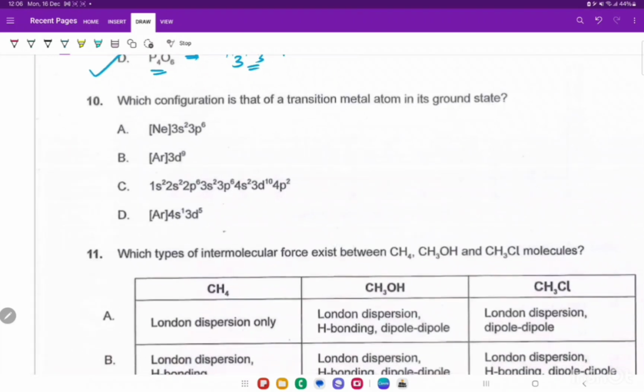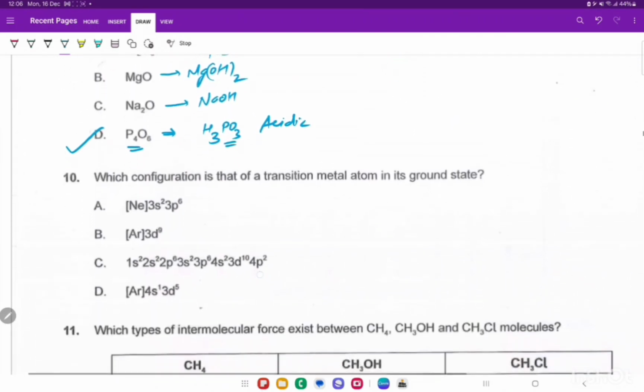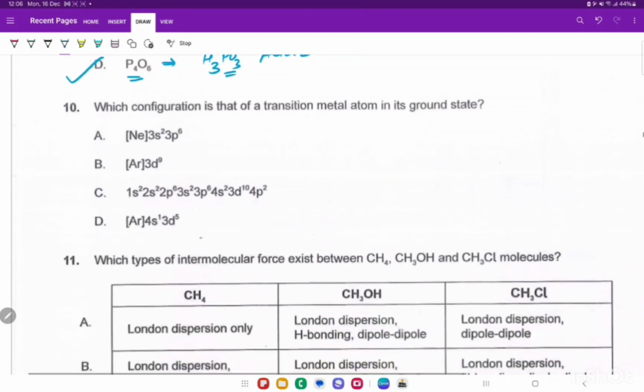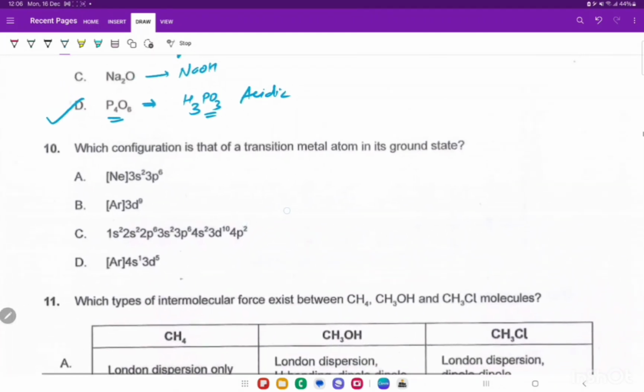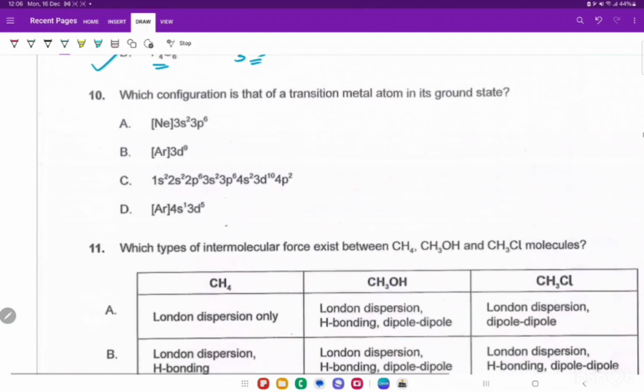Answer for question 9 is D. P4O6, phosphorus trioxide, forms phosphorous acid, which is acidic in nature. Hence pH will be less than 7.